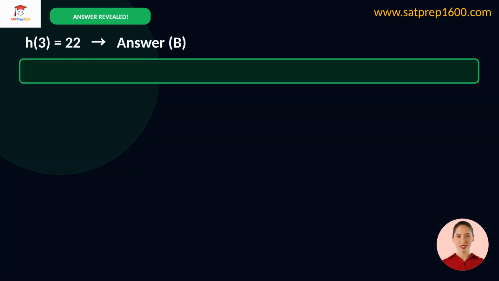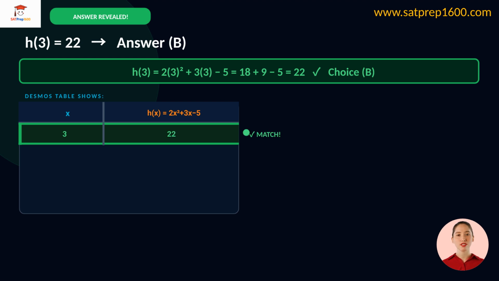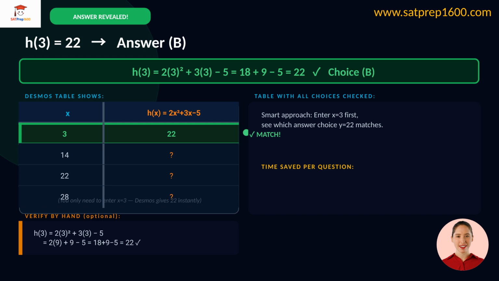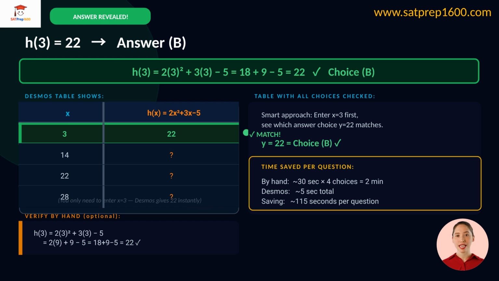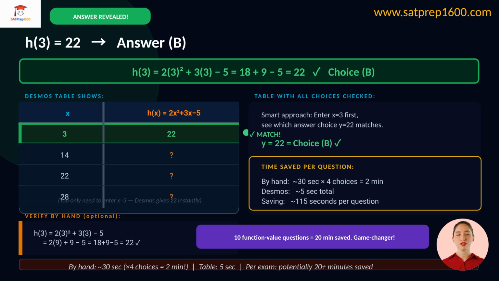Welcome back. The answer is 22, choice B. When you typed x equals 3 into the table, Desmos returned 22 instantly. If you want to verify by hand, 2 times 9 is 18, plus 3 times 3 is 9, minus 5. 18 plus 9 minus 5 equals 22. Checks out. But notice, you didn't have to do any of that. And here's the kicker. 30 seconds by hand per choice times 4 choices is 2 minutes per question. Table, 5 seconds. On a section with 10 function value questions, that's 20 minutes you just got back. 20 minutes for the harder problems. That's how perfect scorers think about time.